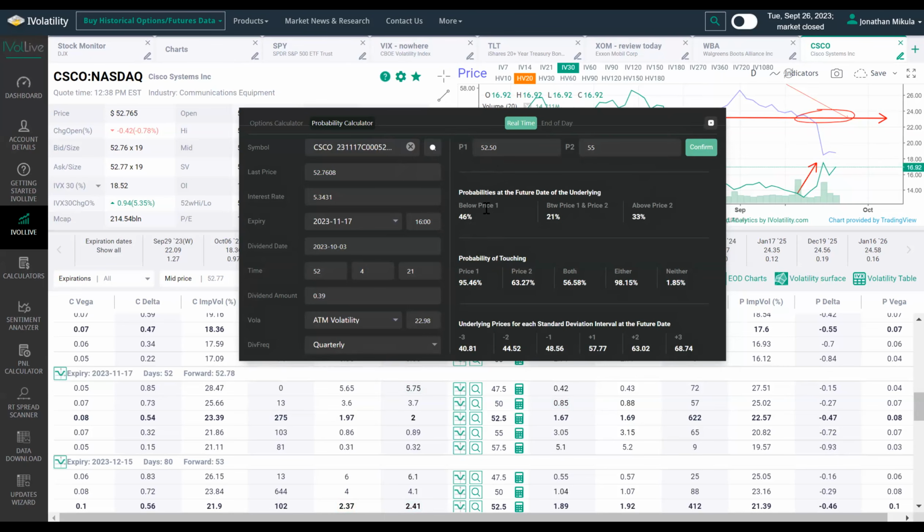is only 46%, right? So I only have a 46% chance I'll get put at 52.50, and I'll make this $167 a contract if I sell that option. On the other hand, there's only a 33% chance that Cisco will be above 55. So if I come here to 55, I could see this call option will cost me about $89. Well, there's a 77% chance I'll lose that whole 89 bucks per contract if I bought that call option.